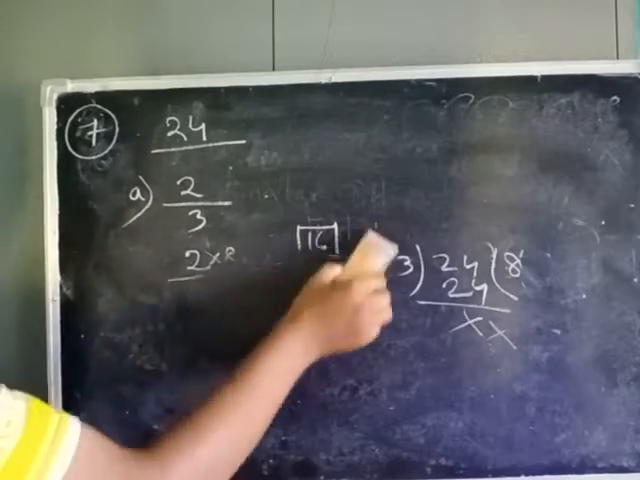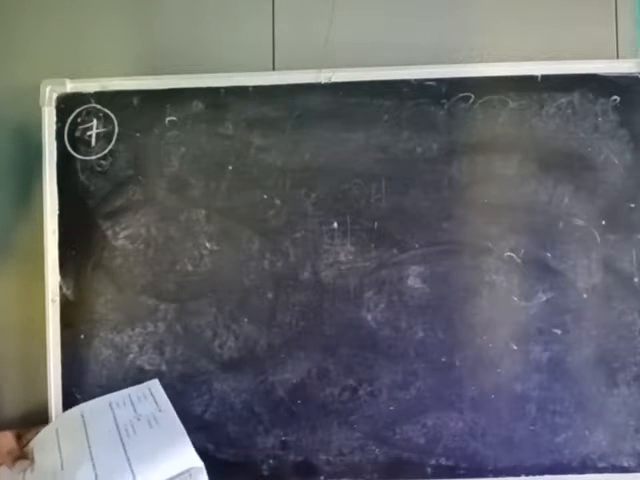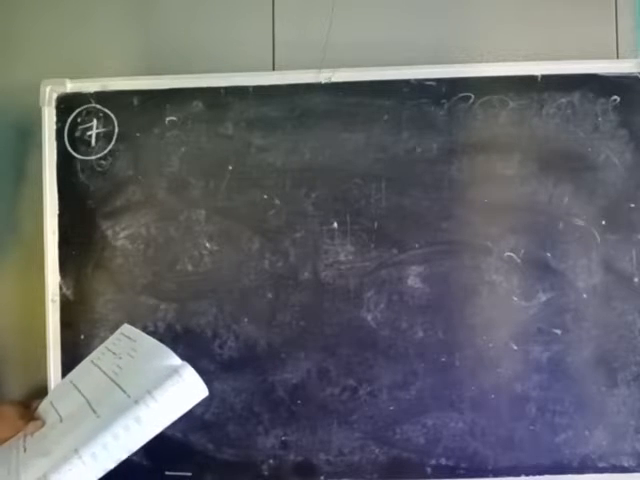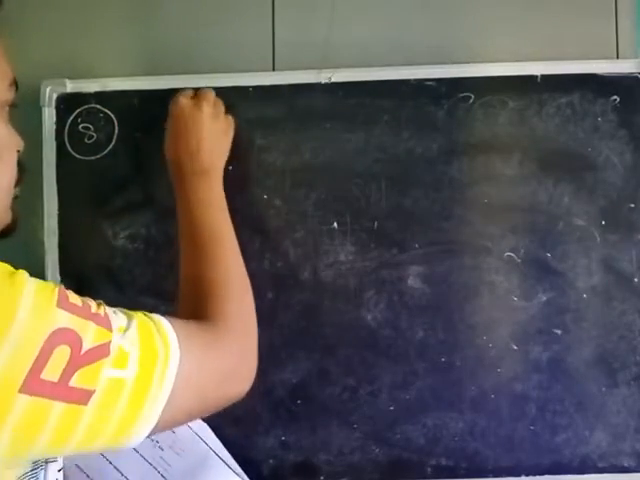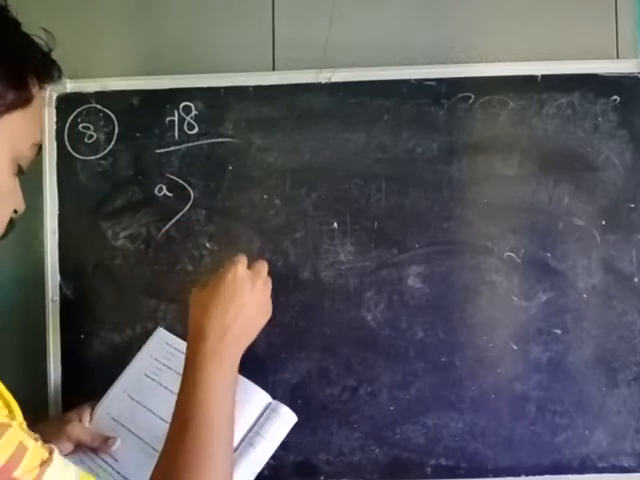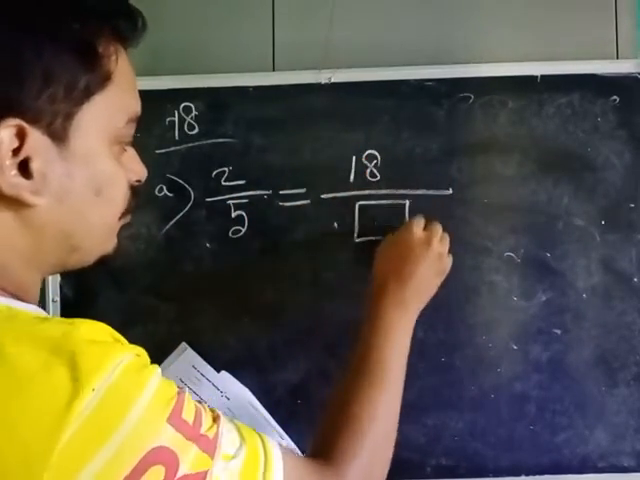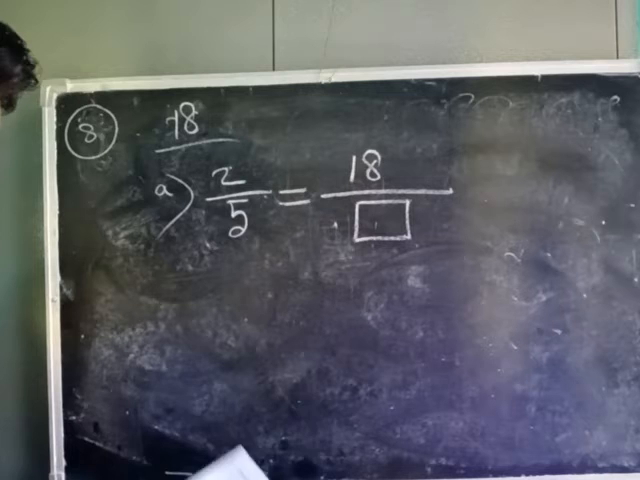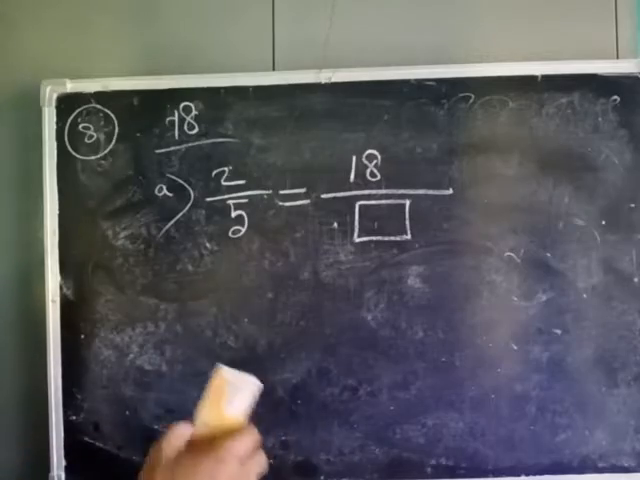Number 8 also you have to solve in the same way. Number 8 is telling numerator should be 18 always. That means upside it should be 18. So the first question can be written this way: 2 by 5 equal to, upside we write 18, then we have to find out the box. I will not show you how to solve because in the previous question I have already solved this kind of question, so you have to watch that. So number 8 has been completed.